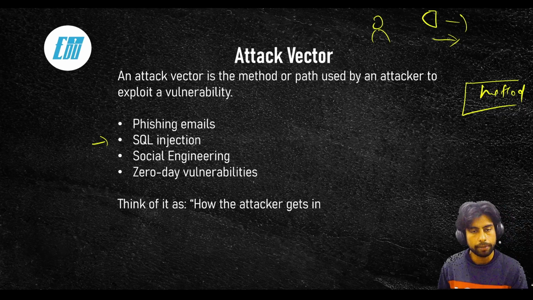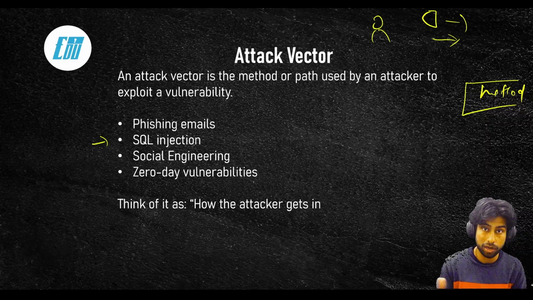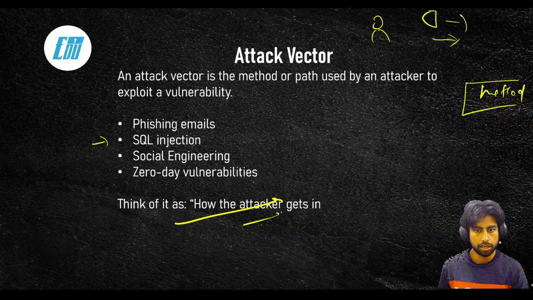So in simple words, we have explained that an attack vector is a method or path used by an attacker to exploit a vulnerability. How the attacker gets in. Yeah, a very simple example.